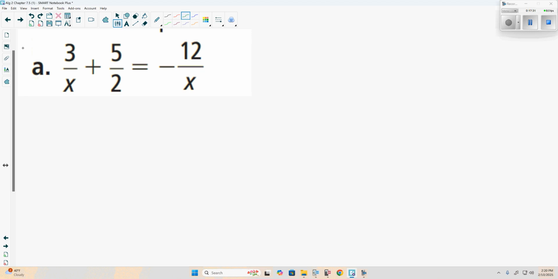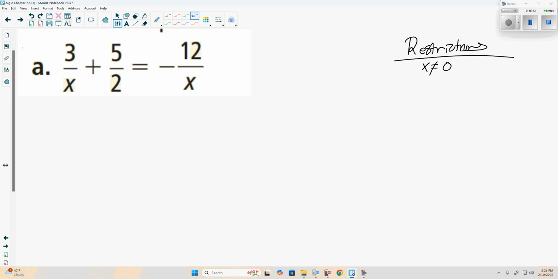3 over x plus 5 halves equals negative 12 over x. Fractions. Now, we do have three denominators: x, 2, and x. All three denominators are as factored and simplified as they get. We can't simplify x or 2 any further. 2 can't just magically become 0, so the only place we can get a 0 is at x or x, and both of those would have the same value of x. So x cannot be 0. Questions on this so far?